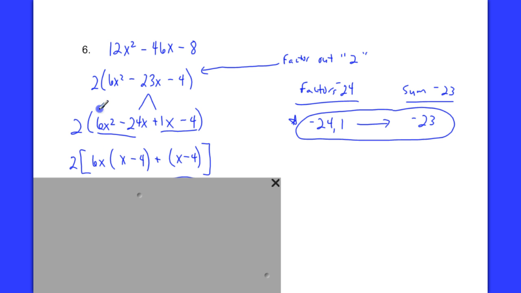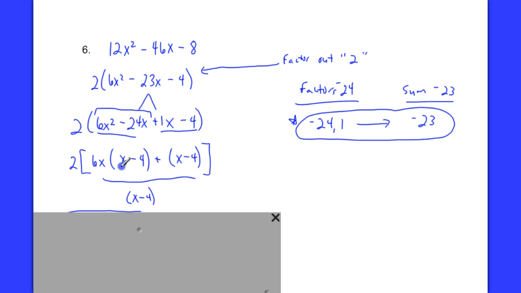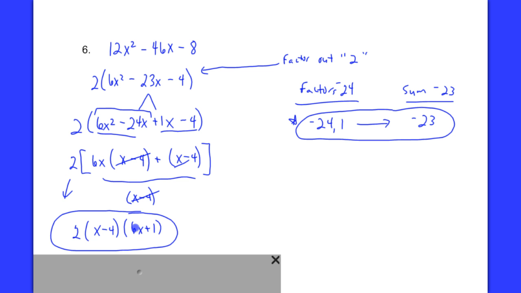And this first set has a common factor of 6x, so I took it out right there. The second one, I don't really have anything to do. I just put x minus 4 because there's no common factor there. And I have my matching x minus 4 factor. So I divide out the x minus 4, and let's watch what happens. The 2 will stay on the front. It's right there. The x minus 4 is the factor.